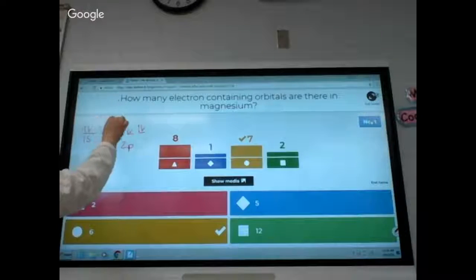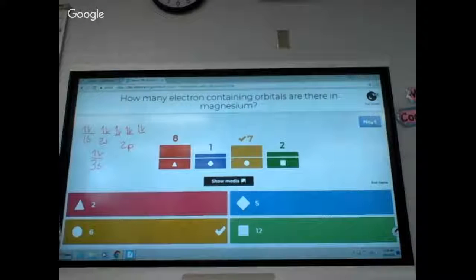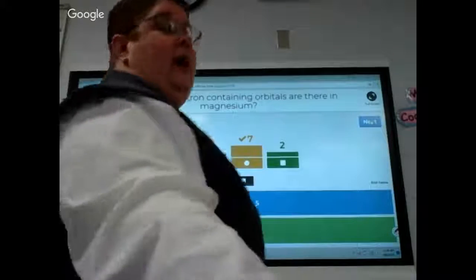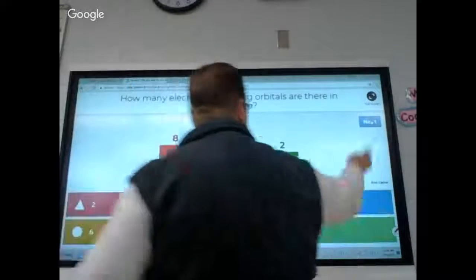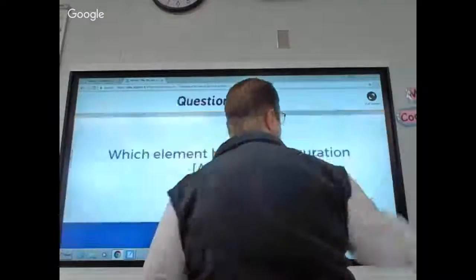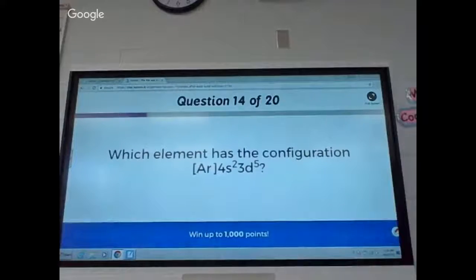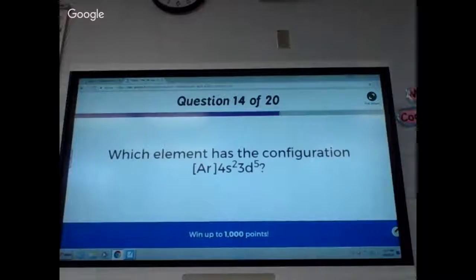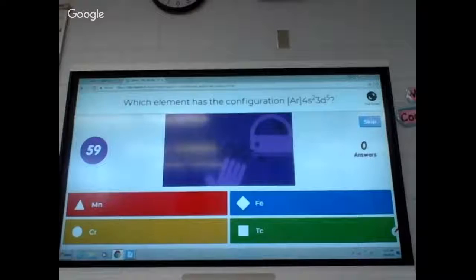So 1, 2, 3, 4, 5, 6. You didn't have to. That's why I gave you the shortcut way first. 12 divided by 2 electrons was how many? 12 divided by 2 is 6. That was the shortcut. That should be an easy one.